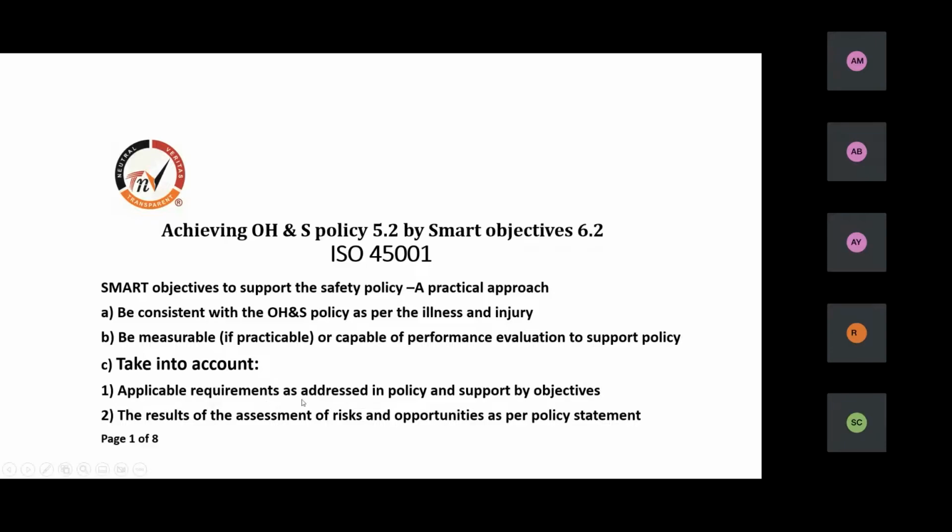Because in auditing, many times we see that the focus is on policy and objectives, but it is with respect to the certification angle.